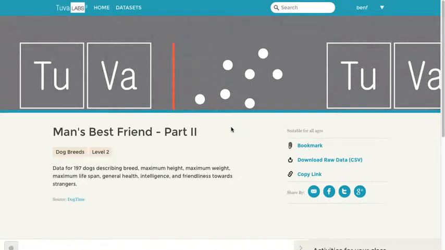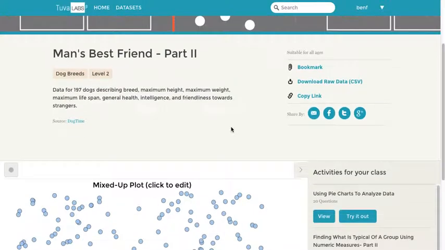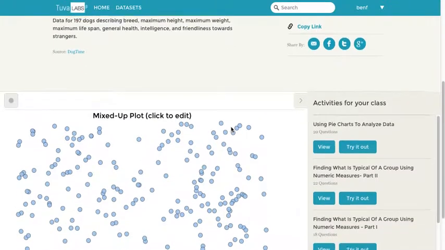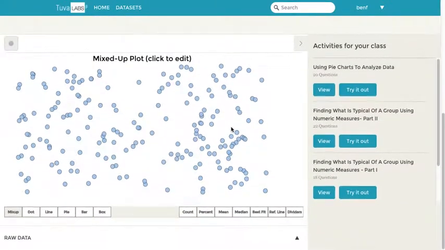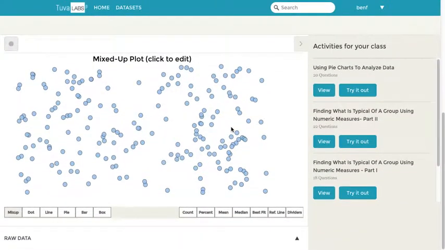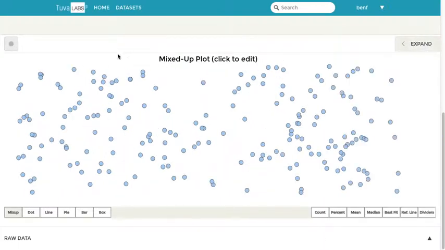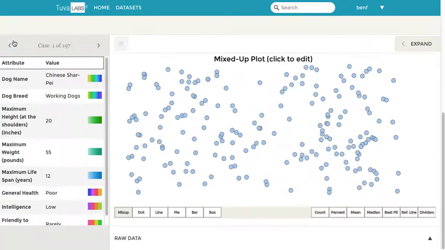In the previous video we went over how to use dividers to divide a group into buckets. Today I want to show you how to use the dividers to find what is typical or average for a group. We'll explore this in the context of data about dog breeds.